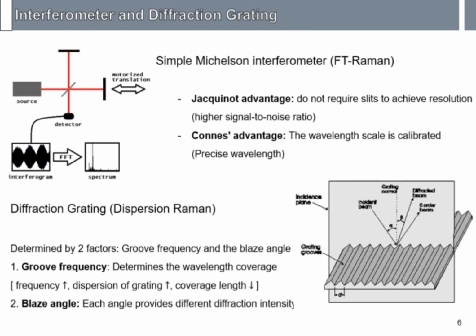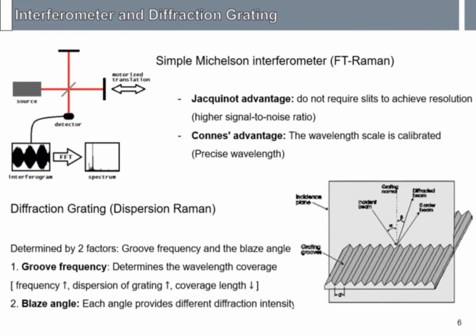Next is the tool that we use in analyzing the frequencies of the scattered light. The first one is the interferometer. It changes the signal of the light into an interferogram and processes it into the spectrum via the Fourier transform. The advantages of this tool: first, they have a high signal-to-noise ratio because they do not require any slit to achieve resolution. And second, the wavelength scale can be calibrated very precisely, so it results in very precise wavelengths after the analysis.